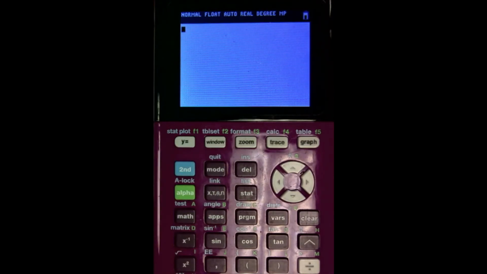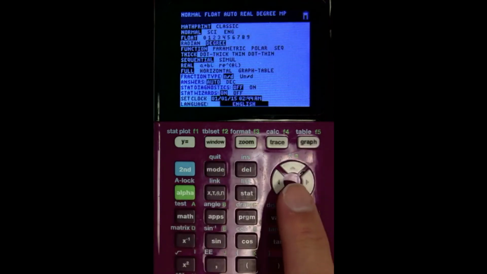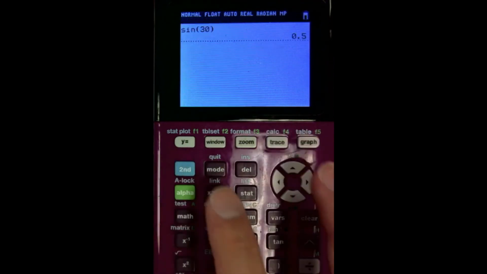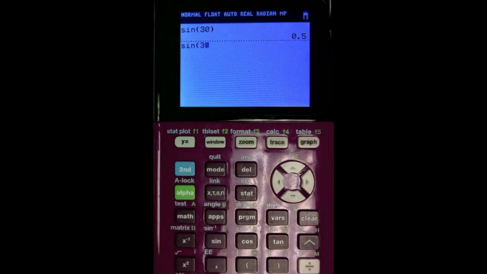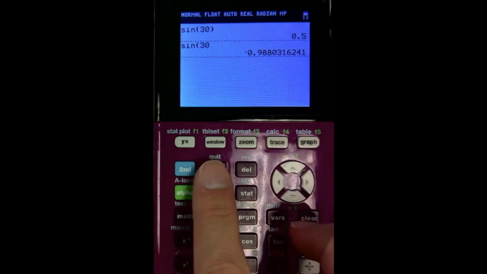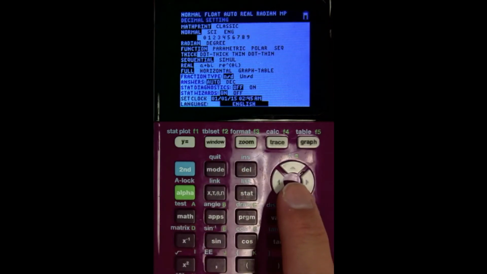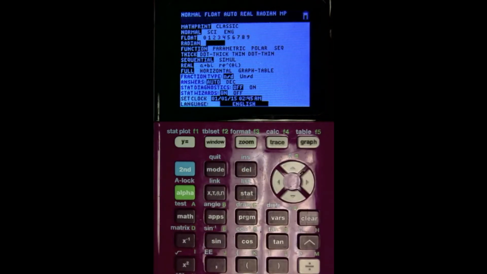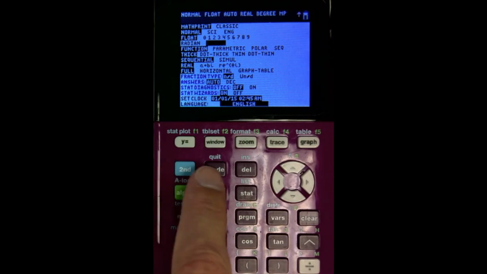If we want to double check that our calculator is in degrees, just hit sine and type 30. Close parentheses and then hit enter. Your answer should be 0.5. If I was still in radians though, and I did this, my answer would now be negative 0.988, and that is wrong. Sine of 30 degrees should be 0.5. So again, click mode, scroll down, move over to degrees, hit enter, and then cancel.